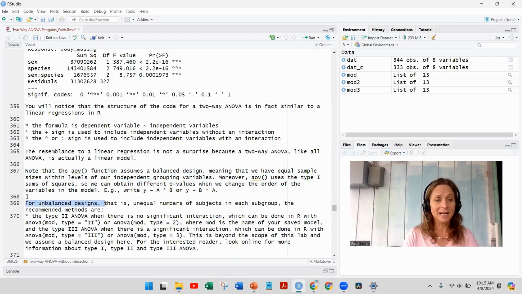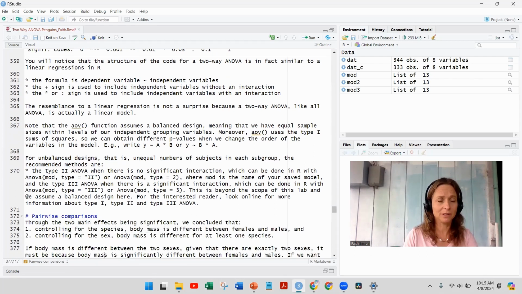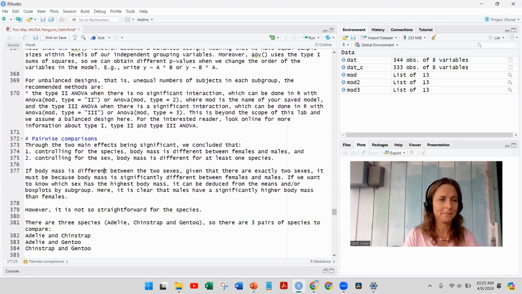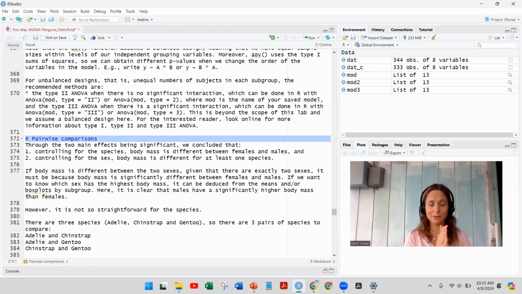For unbalanced designs, that is, unequal numbers of subjects within each subgroup, the recommended methods are as follows. And you could read this here. We're not going to go into it too much. Type 1, type 2, type 3 ANOVA. You can read more about it. Pairwise comparisons. This is what we need to get to.